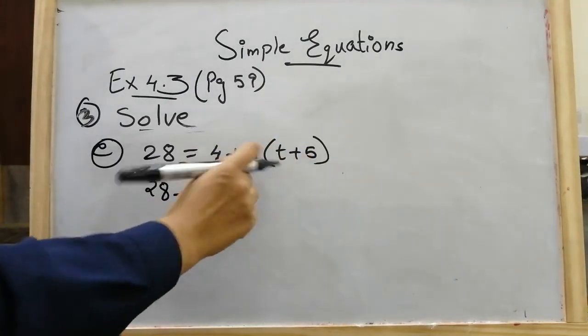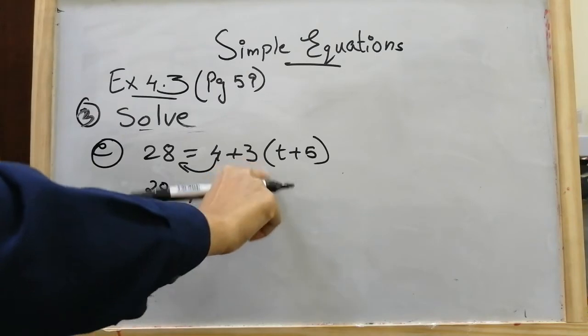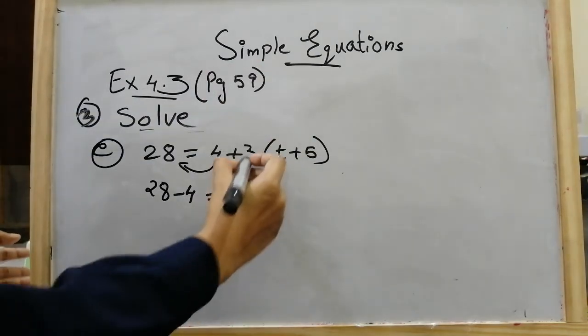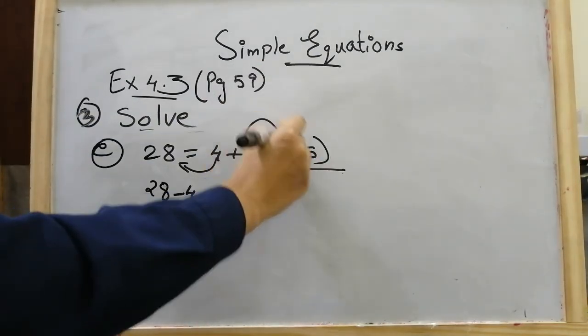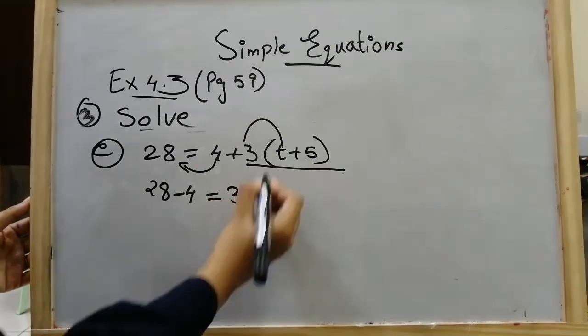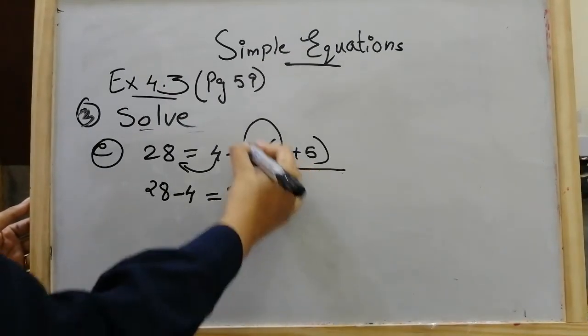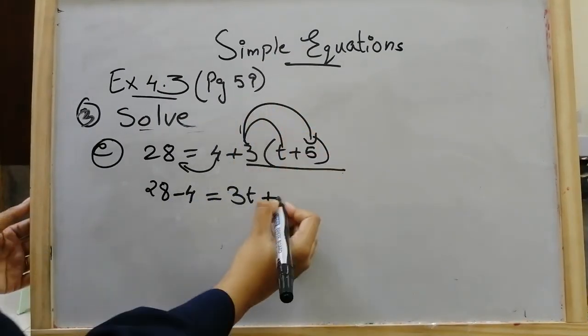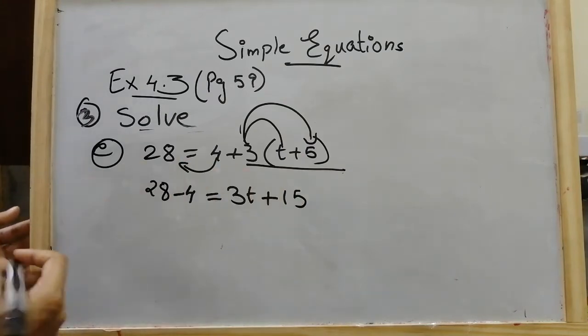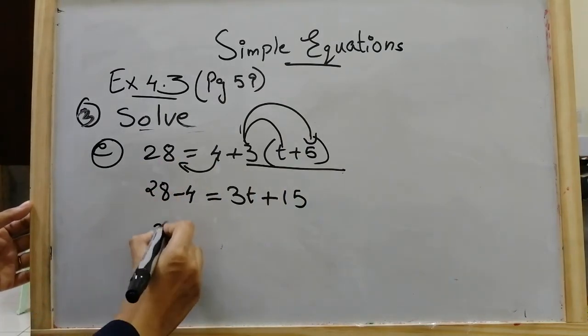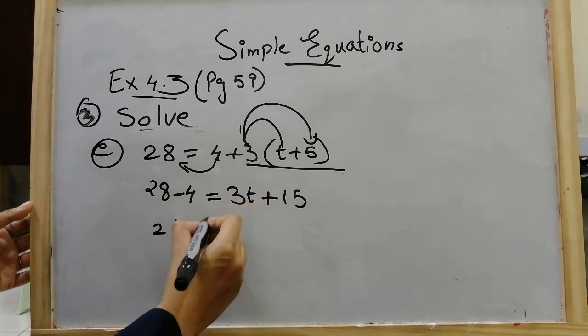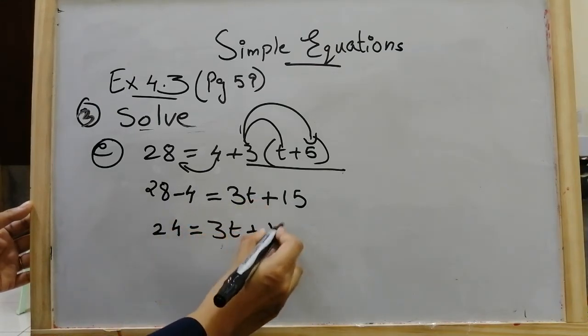Now here, just like in the earlier one, I multiply the number outside the bracket with the numbers inside the bracket. Again I'll be doing that over here. 3 into t is what? 3t plus, same plus, 3 into 5, 15. Okay, now 28 minus 4 is 24 is equal to 3t plus 15.